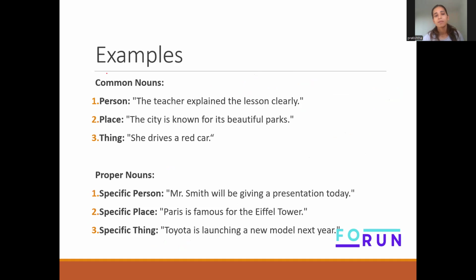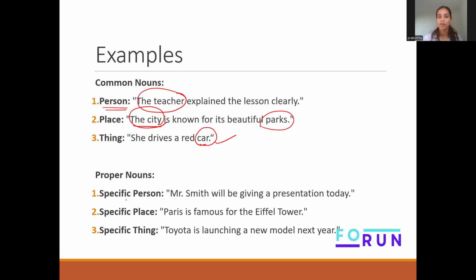So now you have some examples. Common noun examples: a person. The teacher explained the lesson clearly. So we have this common noun being used here. Place: the city is known for its beautiful parks. We in fact have two common nouns here, the city and the parks. Thing: she drives a red car. So we are talking about a car, right? Could be any car, not named, it's common.